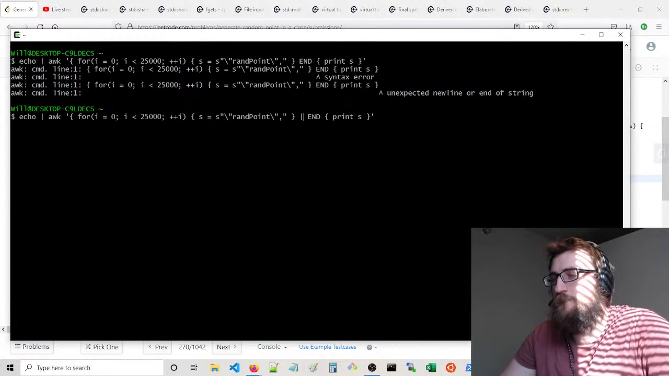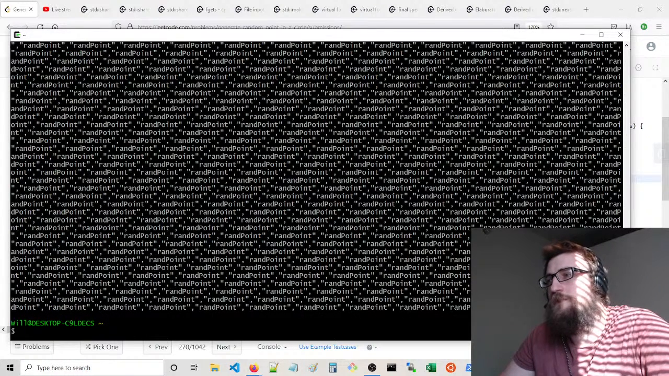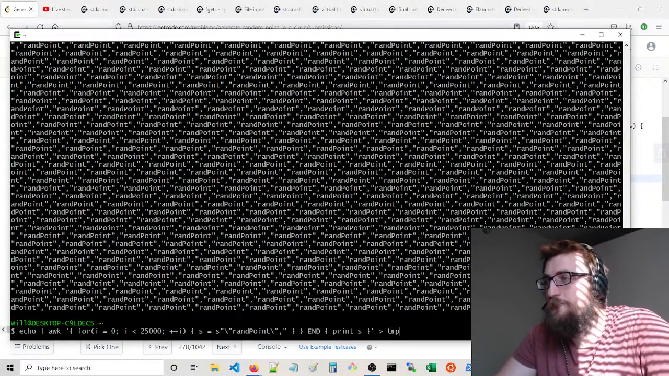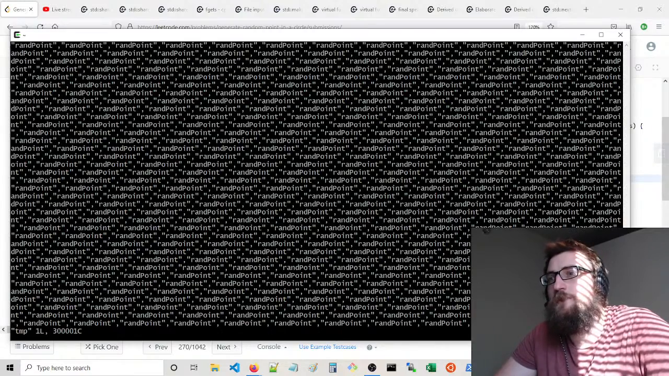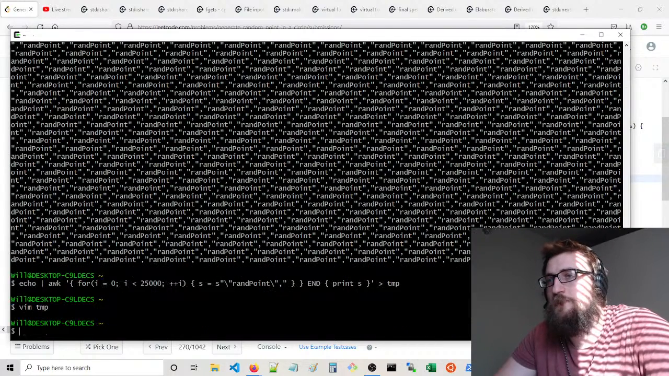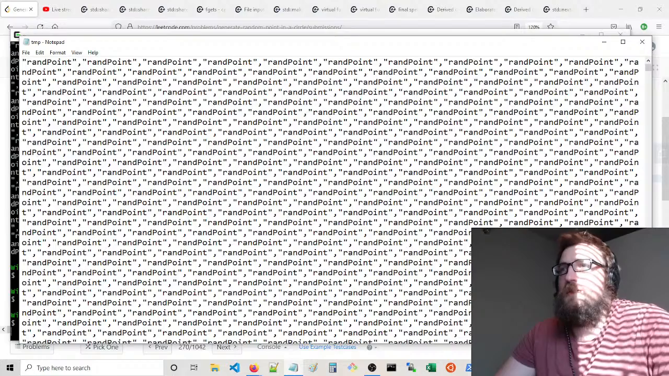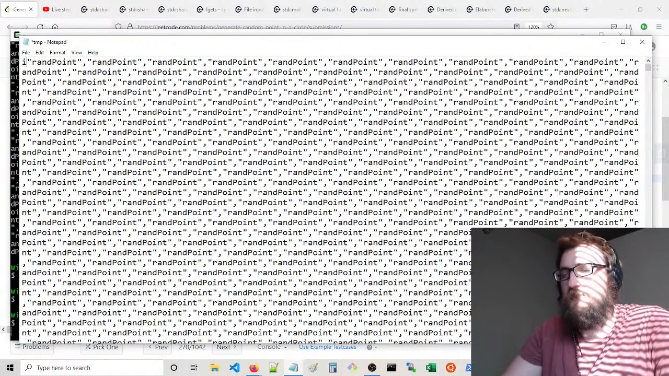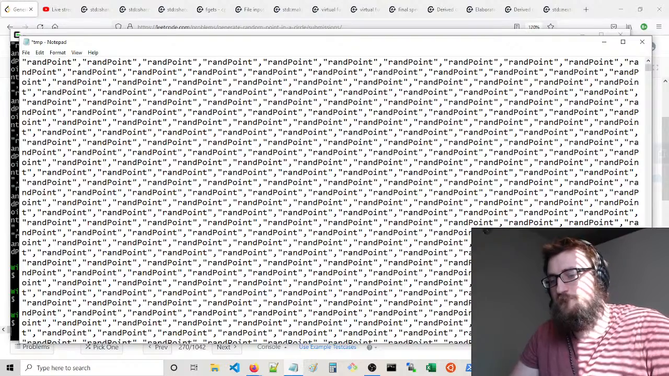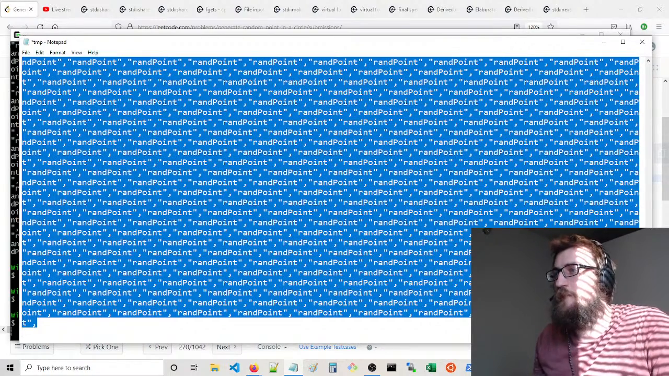There's one more here. Okay. That we're going to go into temp, vim temp. At the front of it, actually we can notepad temp. And we want to type in here, I don't know, solution.